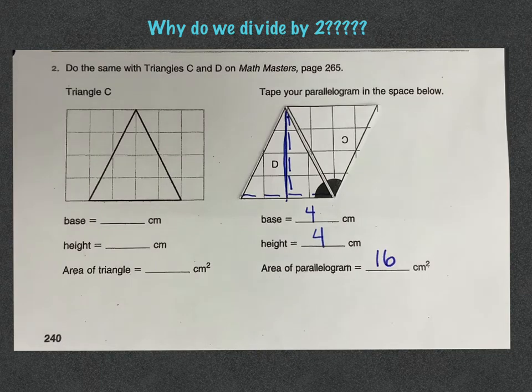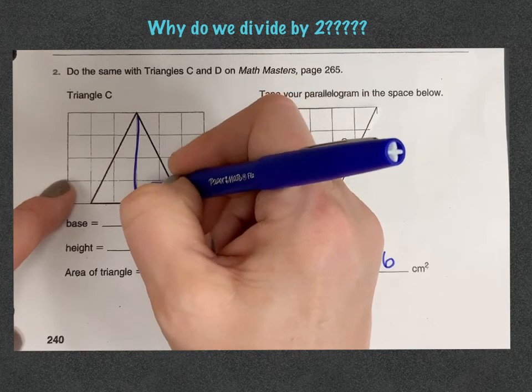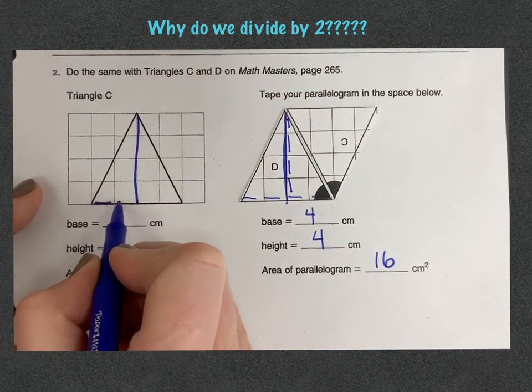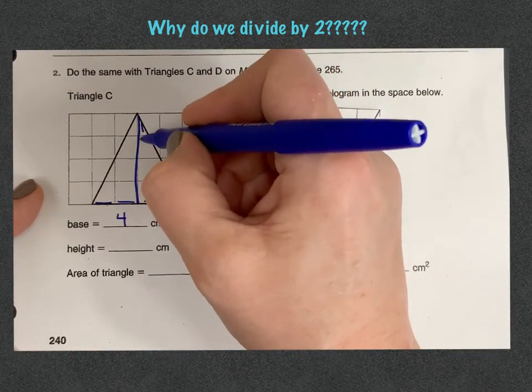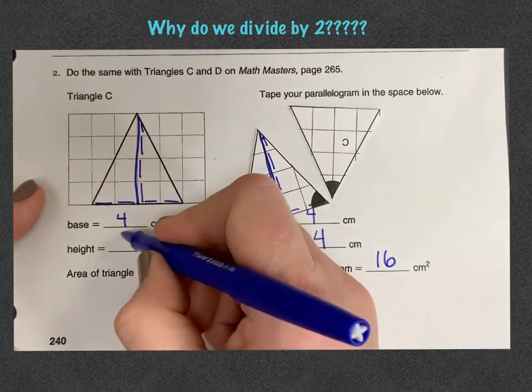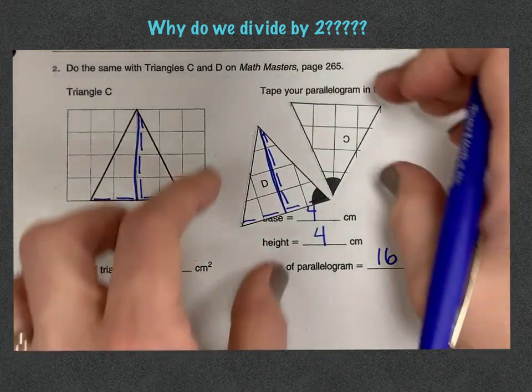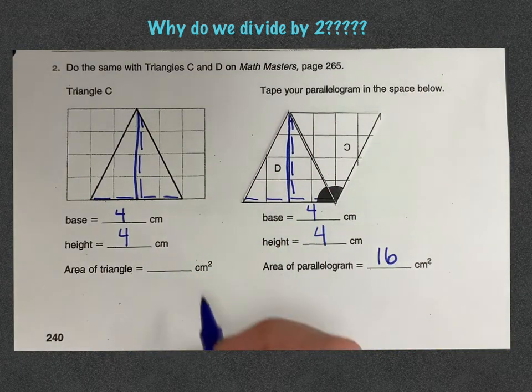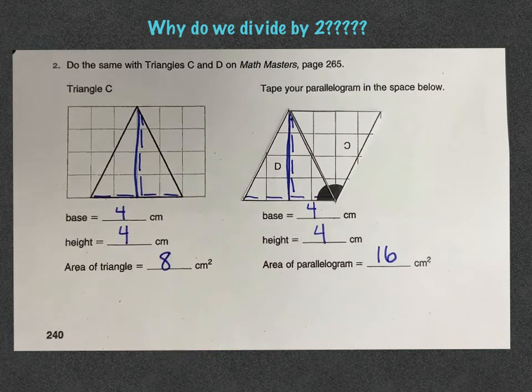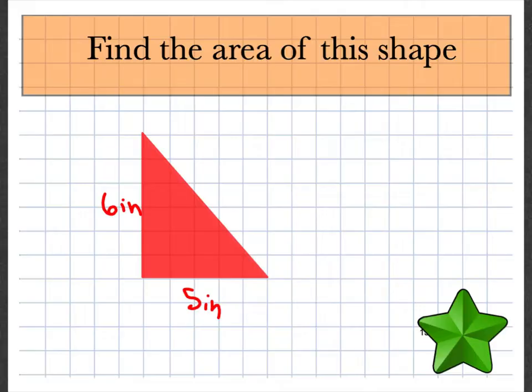Fabulous. Now, we shift over to our triangle. Same height, right here. Same base. So base is 1, 2, 3, 4, and our height is 1, 2, 3, 4. Again, it's tempting to say that it's 4 times 4 is 16, but if we did that, we forgot to divide by 2. So we need to divide it by 2, which makes it 8, because area equals base times height divided by 2.